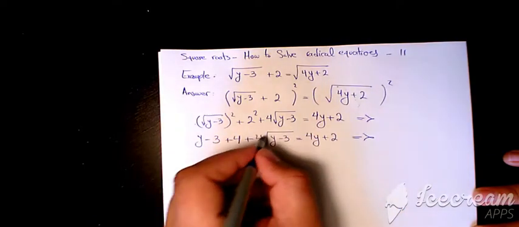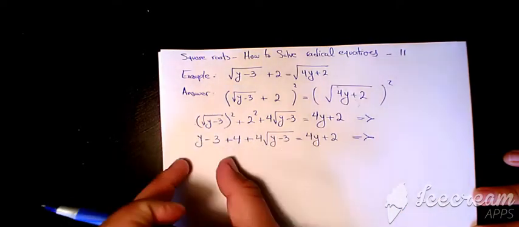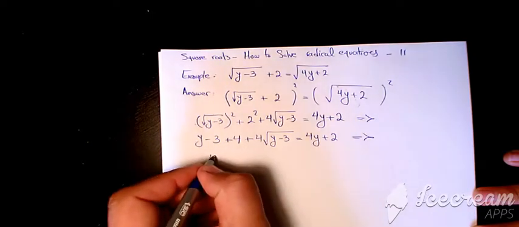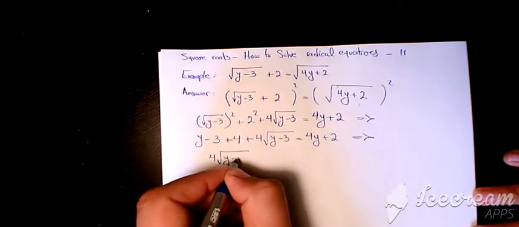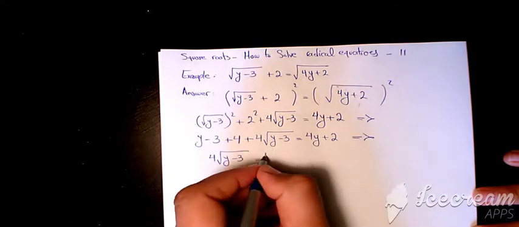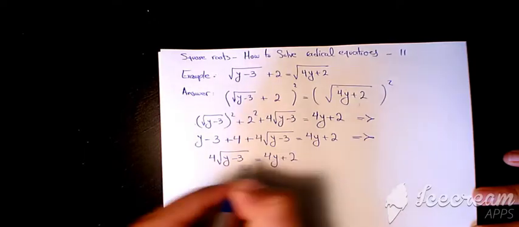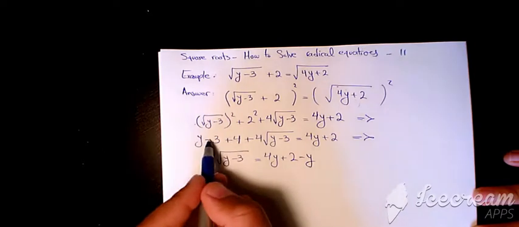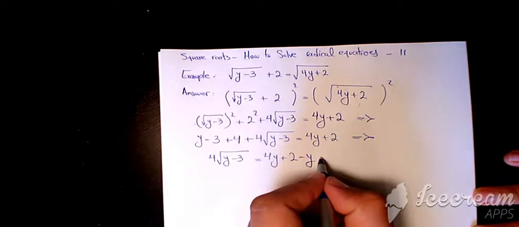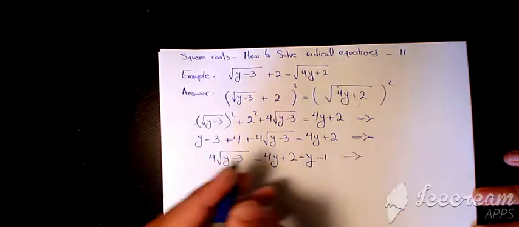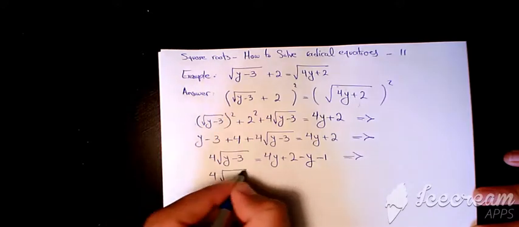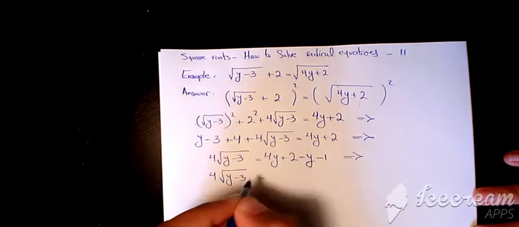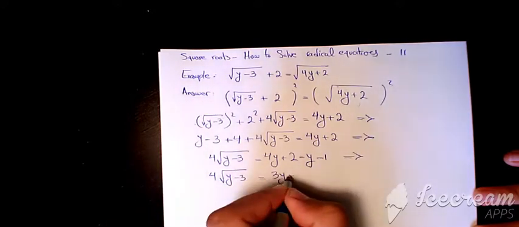I keep this expression here and move everything else to the right hand side. So I have 4 square root of y minus 3. This side we have 4y plus 2. Y I move to this side, it will be negative. 4 minus 3 is plus 1, so we move it here, it's going to be minus 1. And then we have 4 square root of y minus 3 equals 3y plus 1.